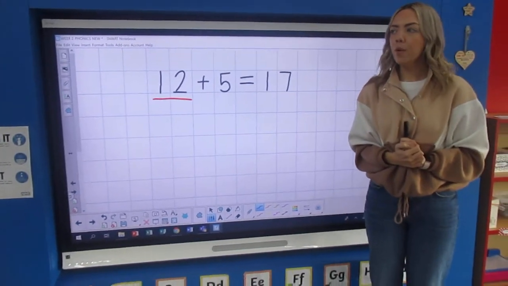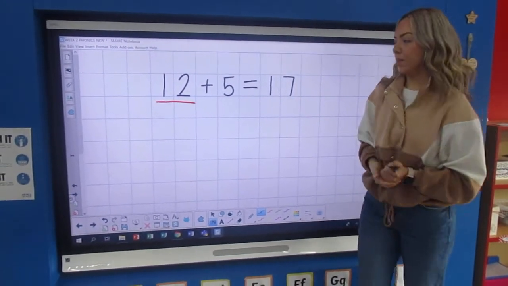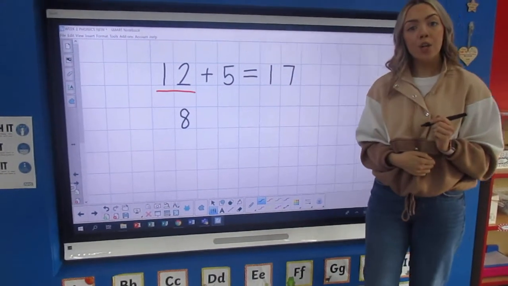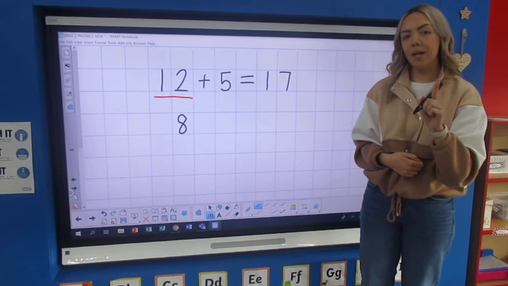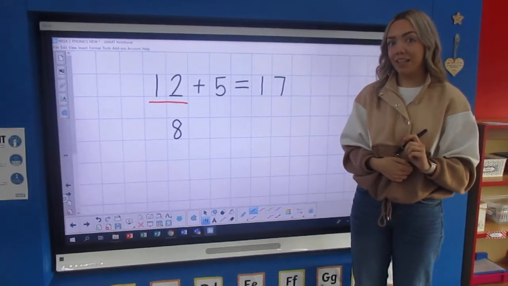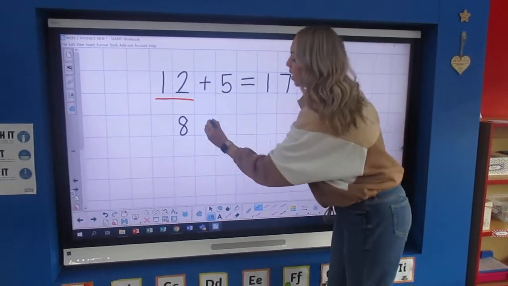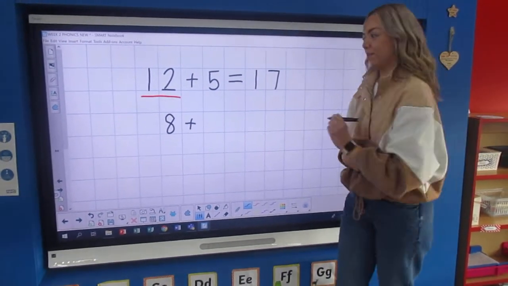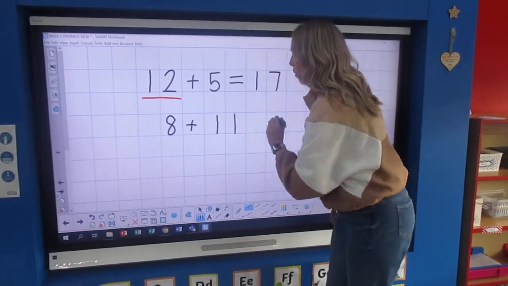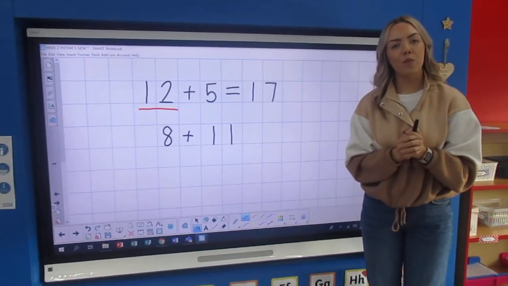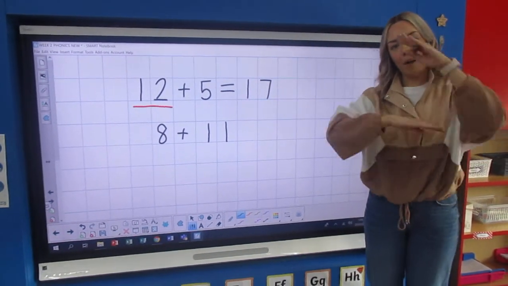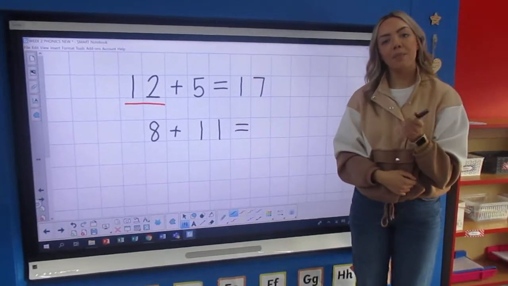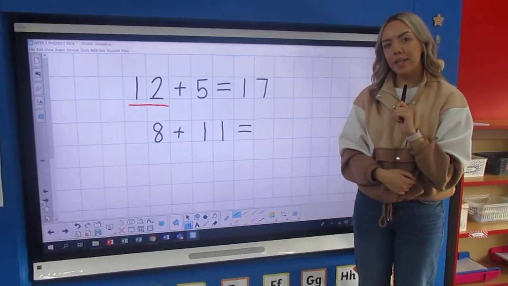Let's do 8 plus, so remember, plus is the same as add, so it's still the same symbol. Add 11. And what do I need at the end of my number sentence before I write my answer? My equal sign. Okay, so let's do the same again. Finding the biggest number first.